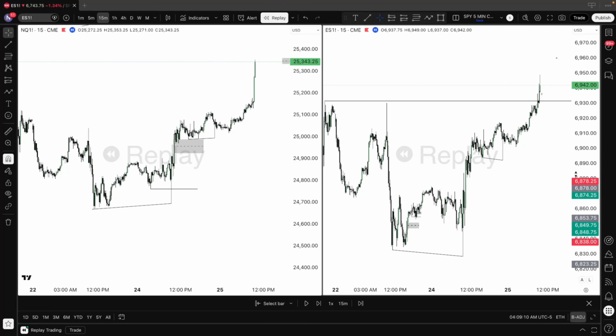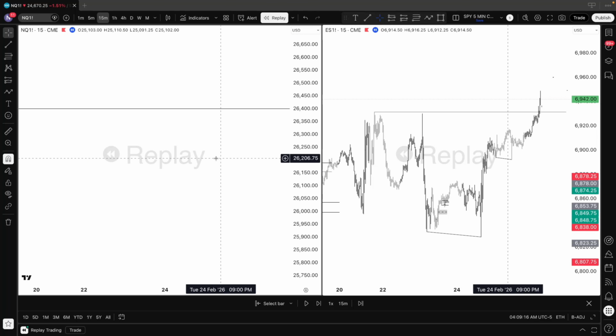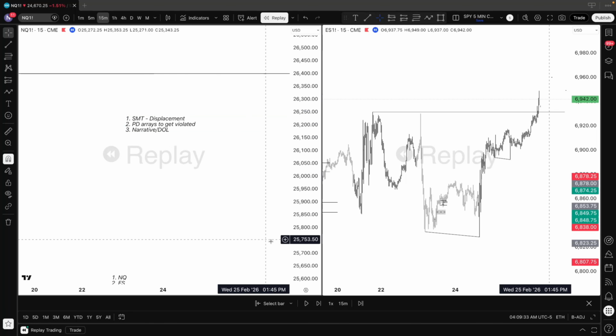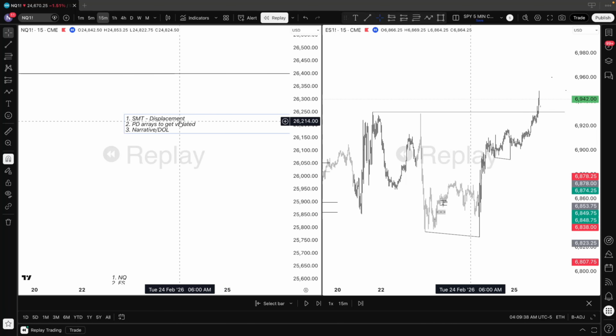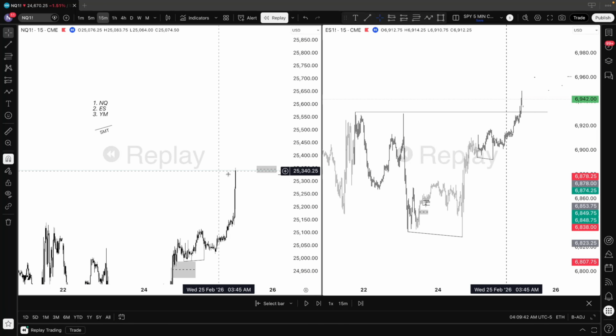And that pretty much covers a majority of the points that I always talk about. One being SMT displacement, two, PD arrays to get violated. Make it three, and then obviously following narrative and draw on liquidity. Those three things, sorry. Those are really the three main components that I look for. I keep it very simple and it's very effective.